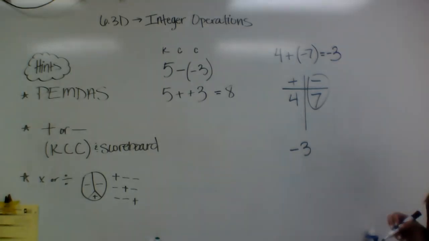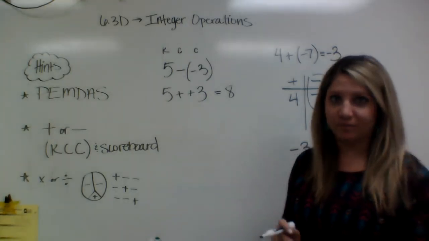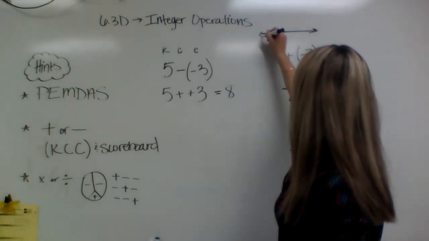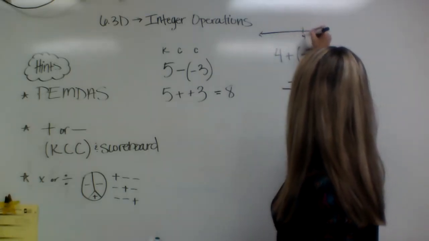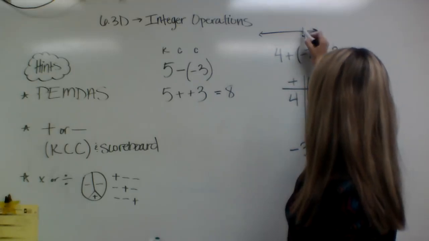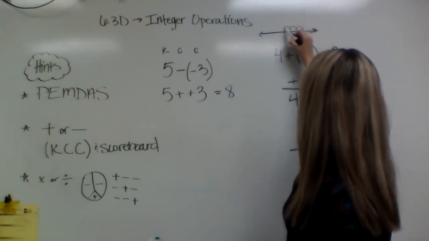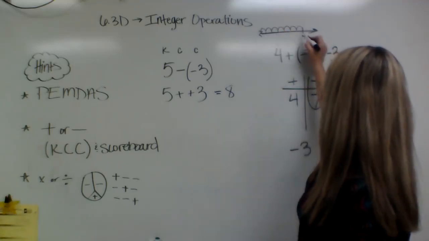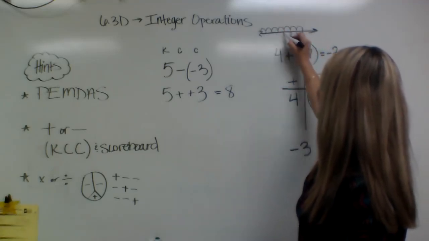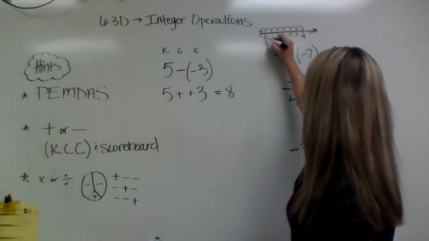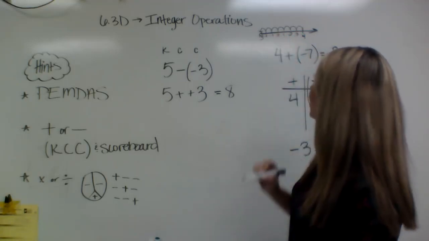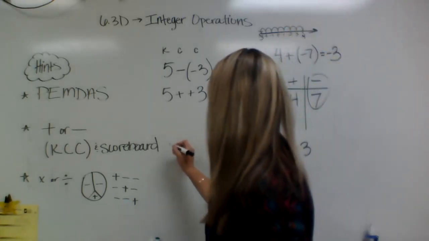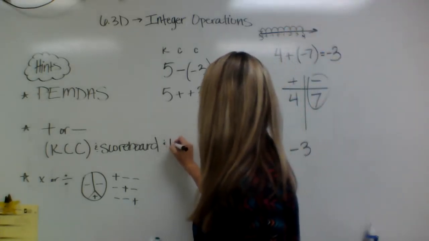We could also think about a number line. If I was on a number line and I was at +4 and I went -7, that means I would need to go 1, 2, 3, 4, 5, 6, 7. So that would be 3, 2, 1, 0, -1, -2, -3. So you could also think about a number line. So we can add this too. And a number line.